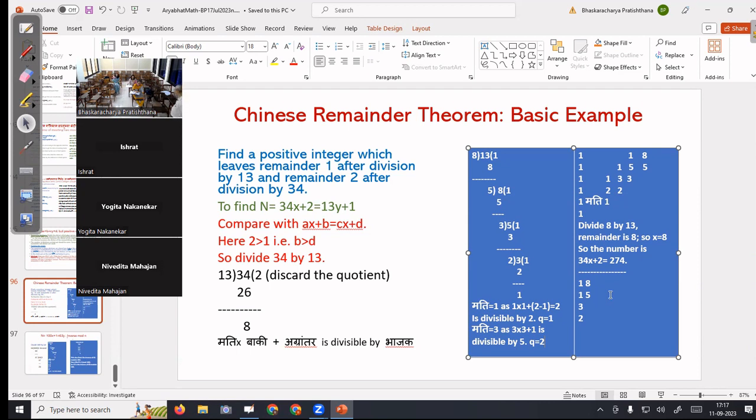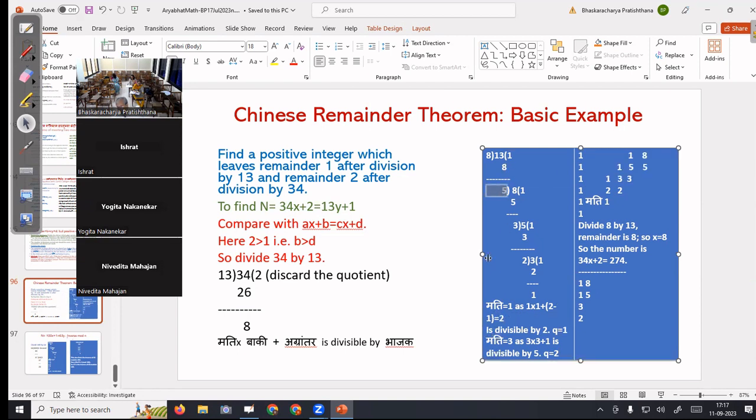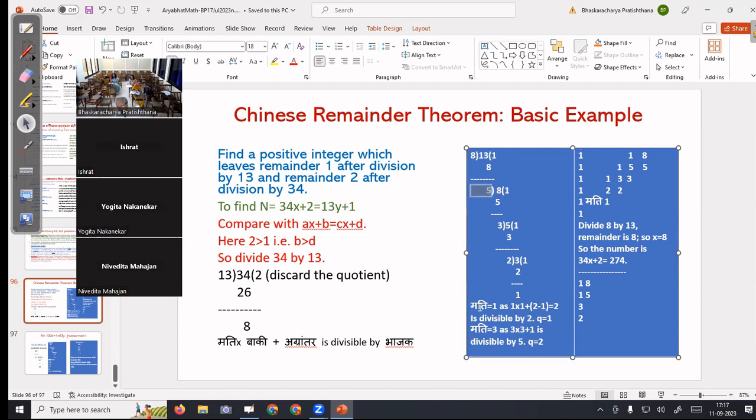Then the final answer will remain the same. Suppose you stop at this stage, and you only do this. Then what is the final baki? That is 3. What is the final divisor? It is 5. Now I have to find the mati. So the mati calculation is given here. Mati is 3. So our equation is this.